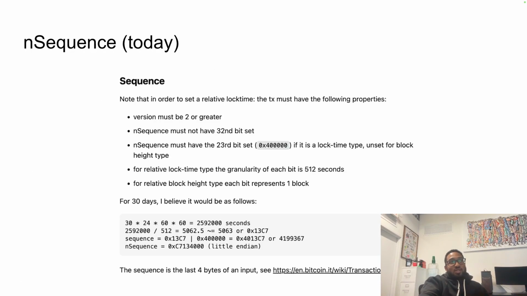End lock time and sequence. So some end sequence stuff. Note that in order to set a relative lock time, the transaction must have the following properties. The version must be 2 or greater, and sequence must not have the 30th bit set. There are all these random rules, but there was a lot of tweaking to the end sequence to allow it to work safely in Bitcoin, and it didn't just appear to work the first time around. Okay, I don't need to read all this, but just to show you.